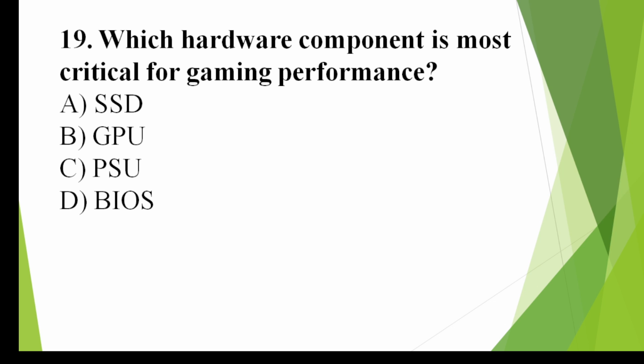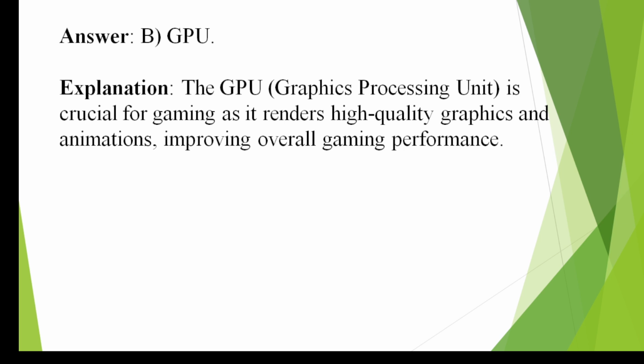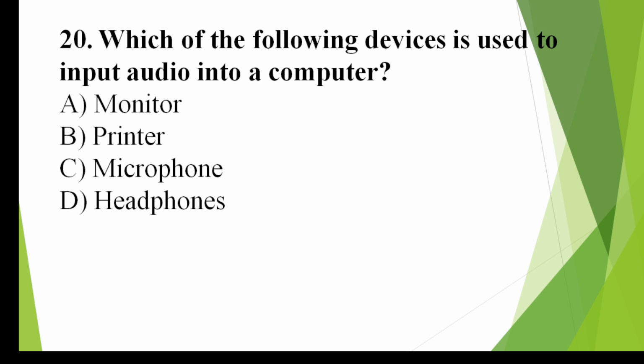Let's move to question number 19. Which hardware component is most critical for gaming performance? A. SSD, B. GPU, C. PSU, or D. BIOS? The correct answer is B, GPU. The GPU, graphical processing unit, is crucial for gaming as it renders high quality graphics and animation, improving overall gaming performance.